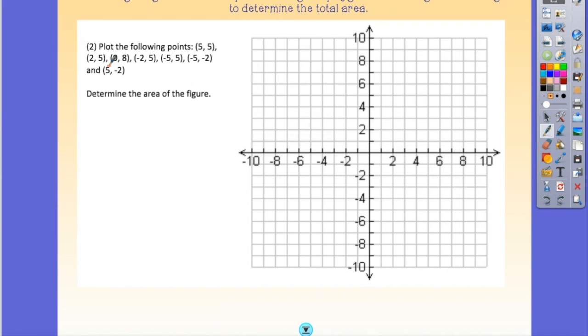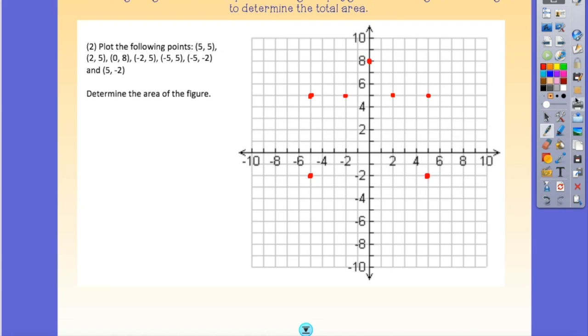For this last example, I need to plot the points. Remember, we're always finding the x coordinate first. So it starts with 5, 5, then 2, 5, now 0, 8, now negative 2, 5, now negative 5, 5, negative 5, negative 2, and positive 5, negative 2.